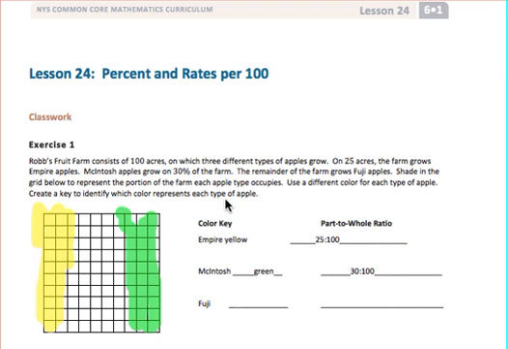And then finally it says the remainder of the farm grows Fuji apples. We know that the farm has 100 acres, and we also know that 25 of them were used for Empire apples, and 30 of them were used for McIntosh apples. 25 plus 30 is 55, and there are 100 acres altogether. So if we subtract 55 from 100, we would find out the amount of the farm that Fuji apples are being grown on. And 100 minus 55 is 45. So 45 out of 100, that's our part to whole ratio, are Fuji apples.